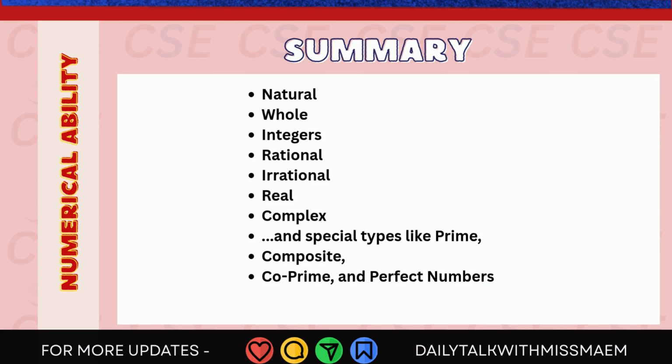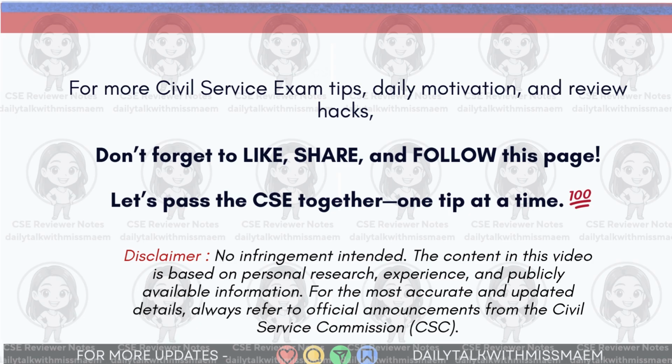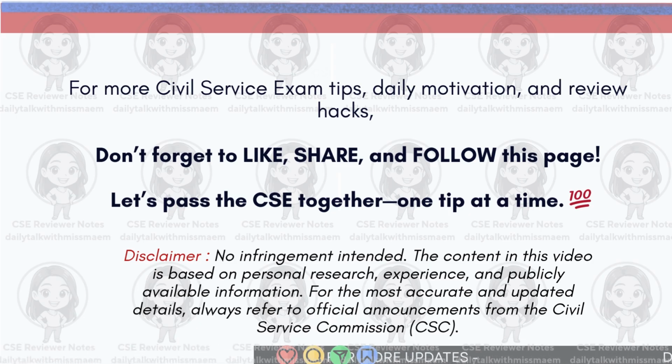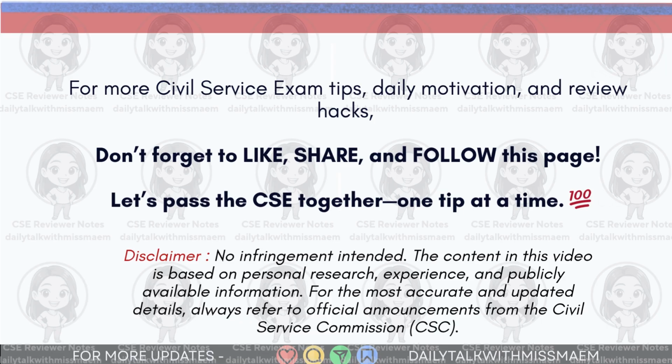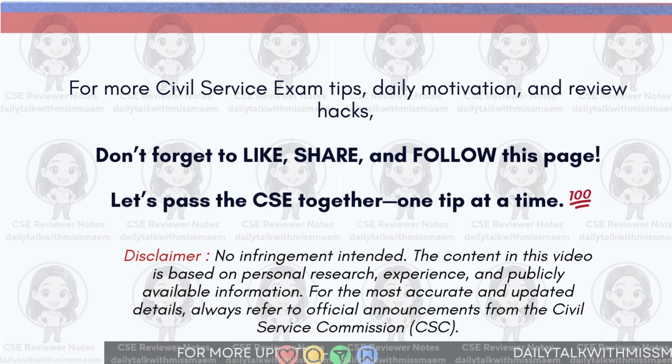Let's review. We covered natural, whole, integers, rational, irrational, real, complex, and special types like prime, composite, co-prime, and perfect numbers. Phew, that was a lot, but you did amazing. Now that you understand the different types of numbers, you're already leveling up your civil service exam prep.